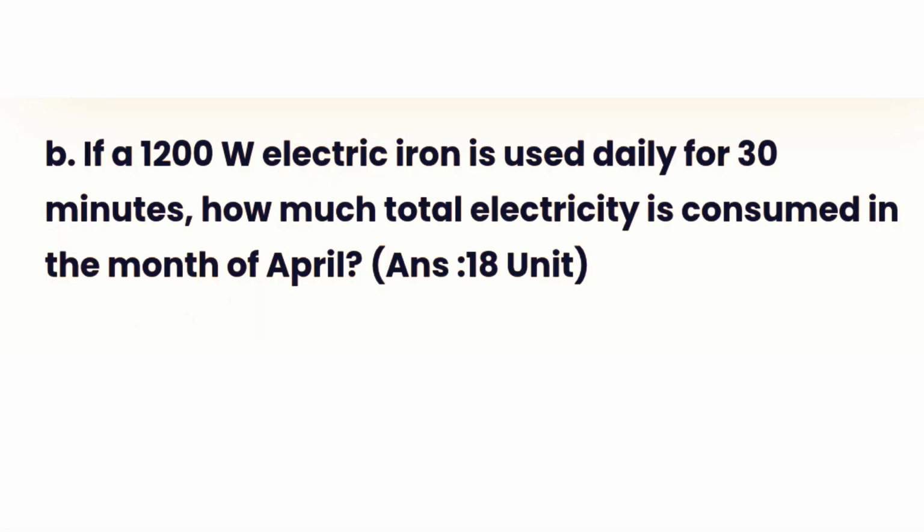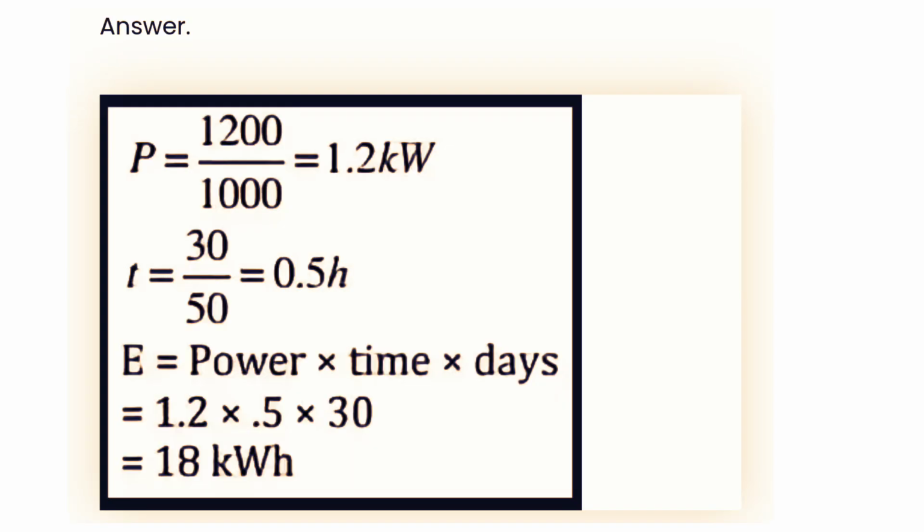B. If a 1200 W electric iron is used daily for 30 minutes, how much total electricity is consumed in the month of April? Ans. 18 units. Answer. P equals 1200 over 1000 equals 1.2 kW. t equals 30 over 60 equals 0.5 h. E equals power times time times days equals 1.2 times 0.5 times 30 equals 18 kWh.